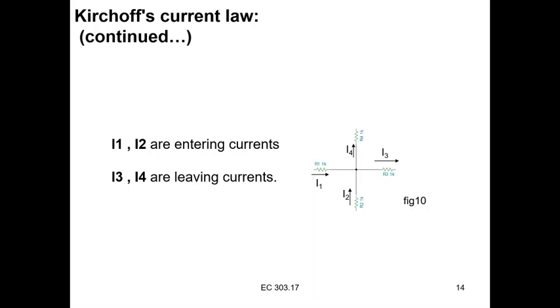So from Kirchhoff's current law, we can easily tell that the current entering is equal to the current leaving, or the algebraic sum of all the currents at the node is equal to 0. The current entering is negative and the current leaving is positive. We are assuming that the current entering into the node is negative and the current leaving from the node is positive.